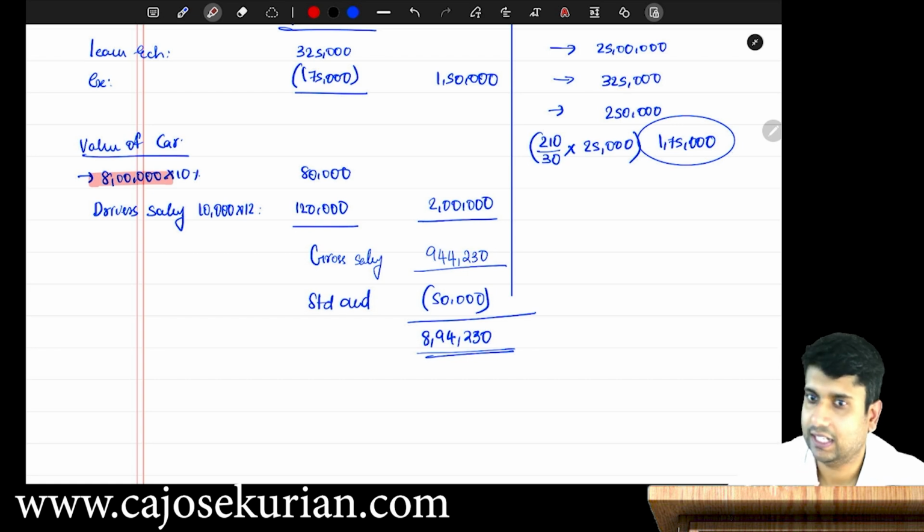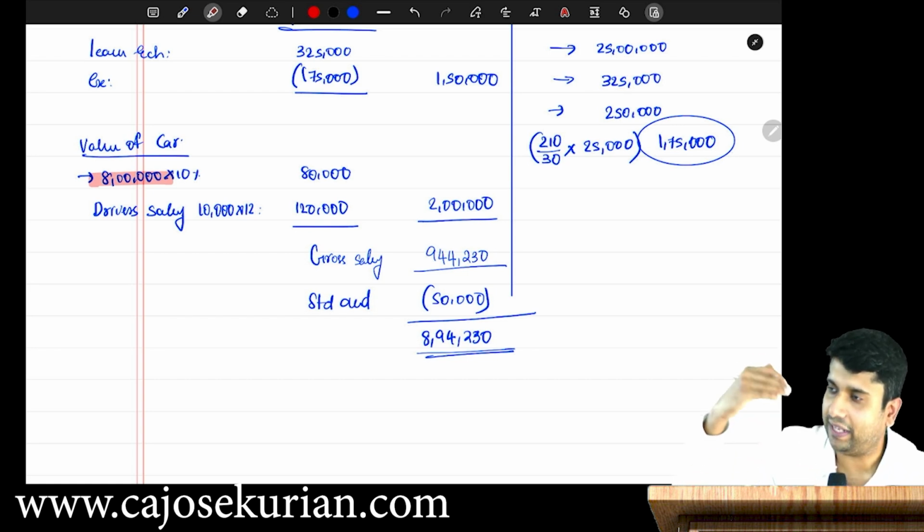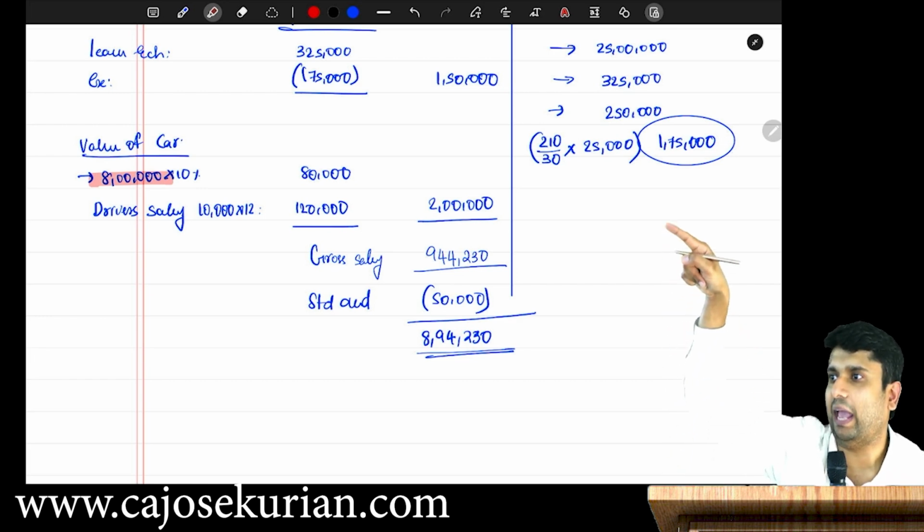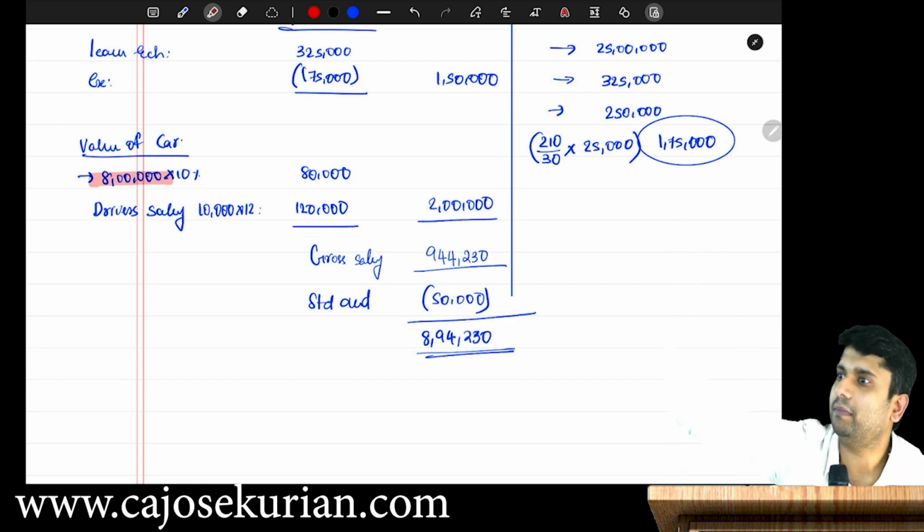Driver salary should be incurred by the employee but sponsored by the employer. So that also will become his taxable perquisite.